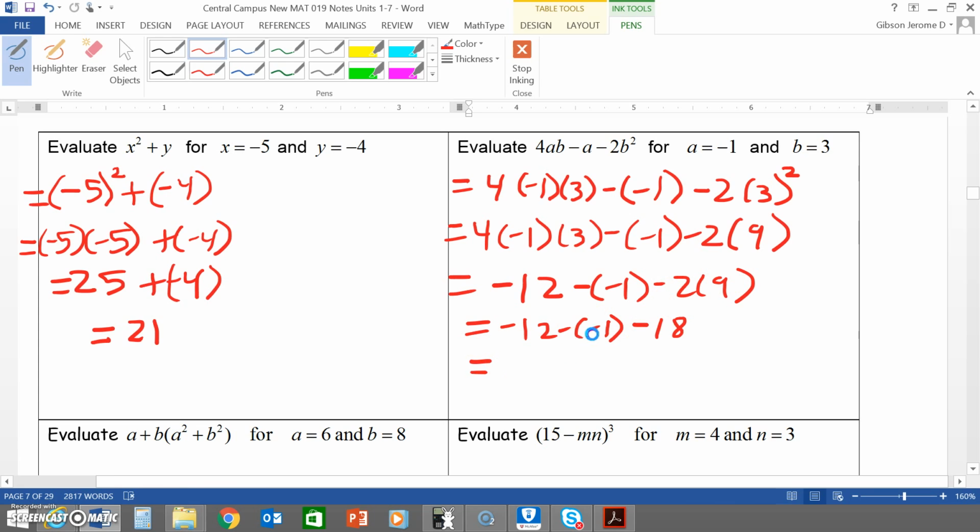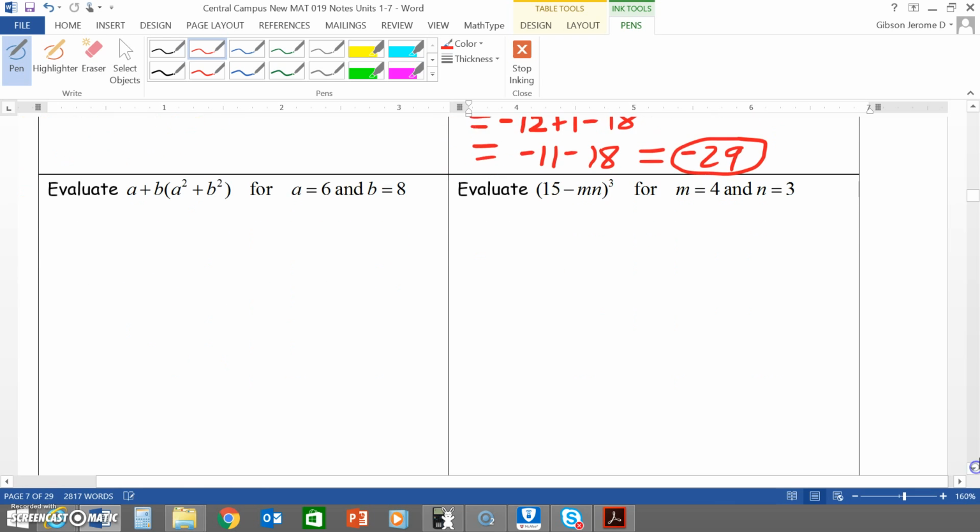So now all we're left with is subtraction, a separated parenthesis, and subtraction. So this will be -12 minus a -1 will become positive 1, minus 18. -12 plus 1 we know will be -11, minus 18. -11 minus 18 is the same as -11 plus -18, which will give us a -29. Sorry, it should be -29.